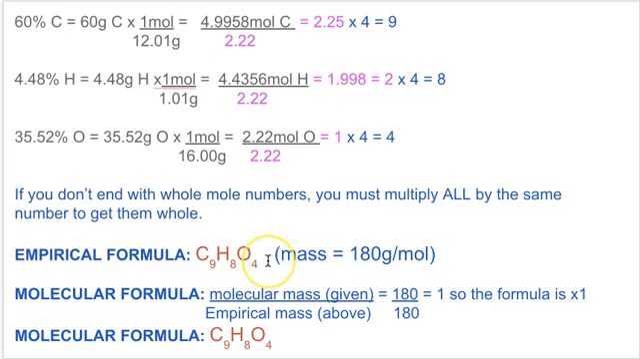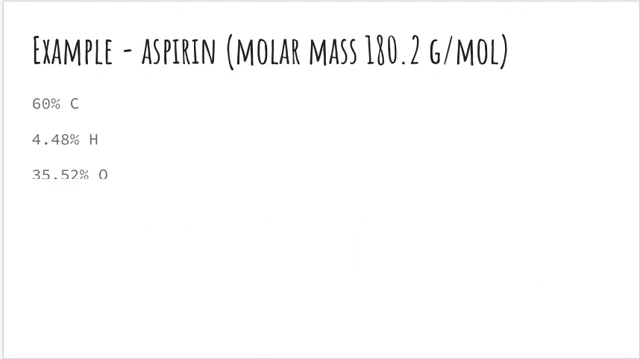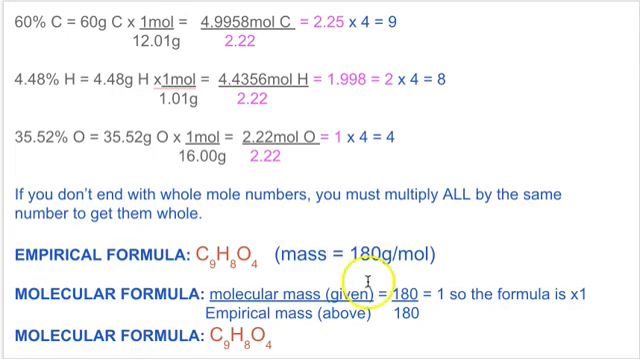C9H8O4. If I add that mass up from the periodic table, I get 180 grams. So going back to my original question, I said the molar mass, or the mass of a molecule, so the whole molecular formula has a mass of 180.2 grams. So 180 divided by 180 is 1. So that means I'm going to multiply my empirical formula times 1, which means that the molecular formula times 1 is the same exact as the empirical formula.